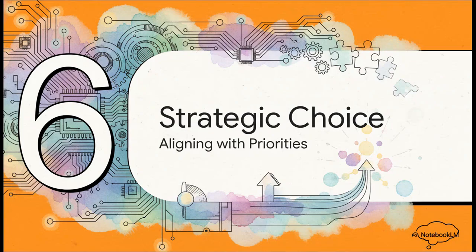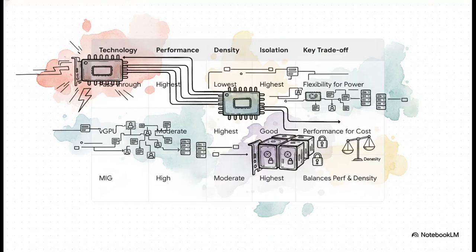So, with all of this on the table, how do you actually make a decision? Well, it all comes down to bringing it all together and aligning the right tech with what your business actually cares about. Think of this table as your ultimate cheat sheet. It's simple. If you need the absolute best performance, no questions asked, look at that top row, pass-through is for you. You just have to be okay with that one-to-one mapping. If your main goal is getting the most users on a single piece of hardware to keep costs down, look at the vGPU row. You'll sacrifice some peak performance, but you'll win on cost efficiency. And if you need a smart balance, good density, but with that rock-solid guarantee of hardware isolation and performance, then MIG is where you need to be looking.